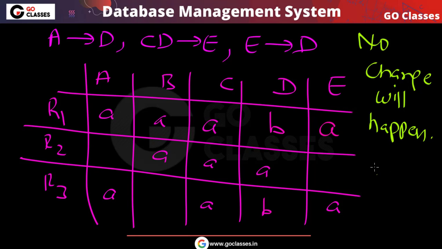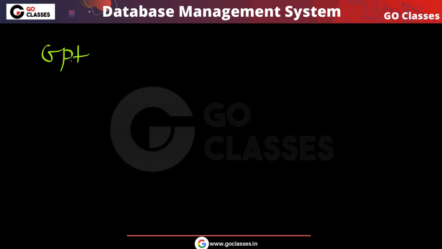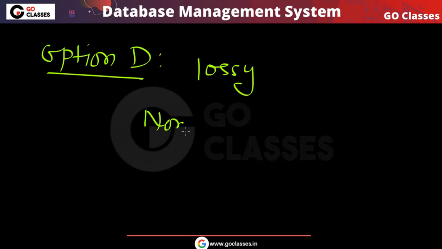And you can notice no change will happen, and there is no row with all A entries. Because there is no row with all A entries, I can say that this is lossy. So with respect to the functional dependencies given in option D, I can say our decomposition is lossy, also non-dependency preserving.